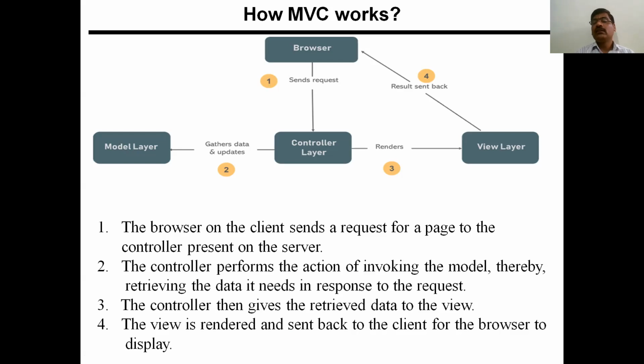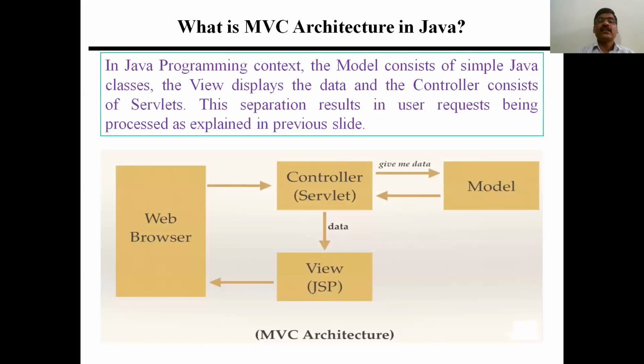And once the data controller receives that request, it will render that response to the view layer, the presentation layer, and that view will be sent as a result or response back to the web browser so that it will be displayed. This is how MVC works. Now, what is MVC architecture in Java?